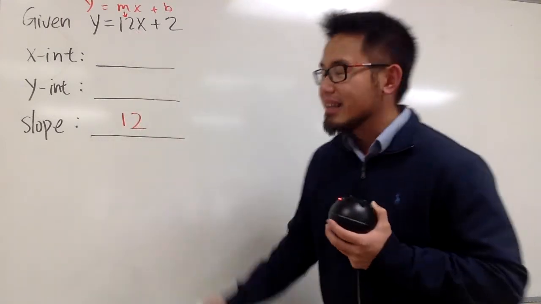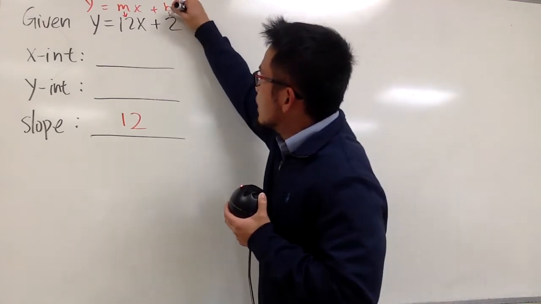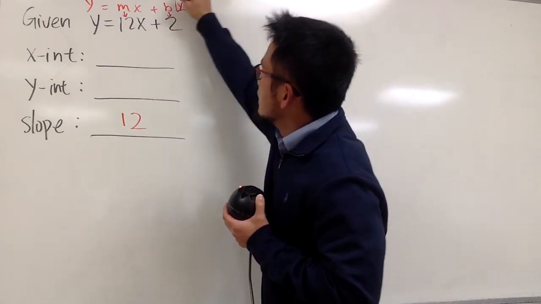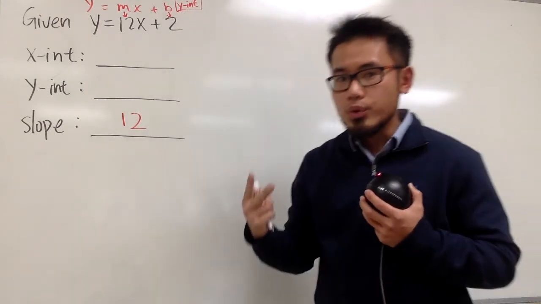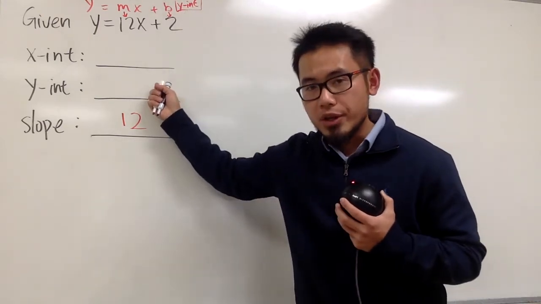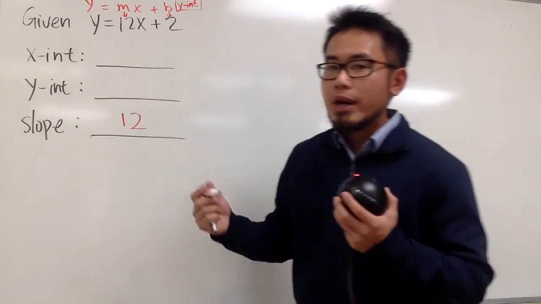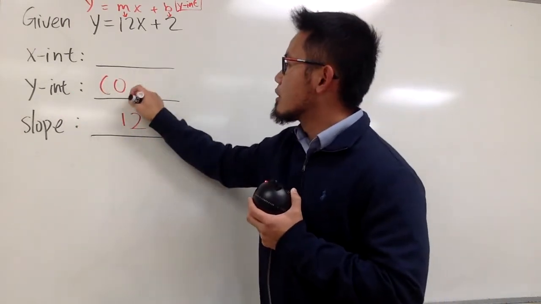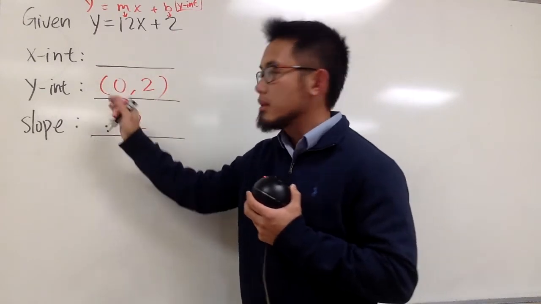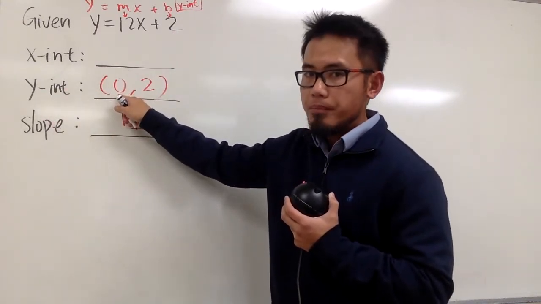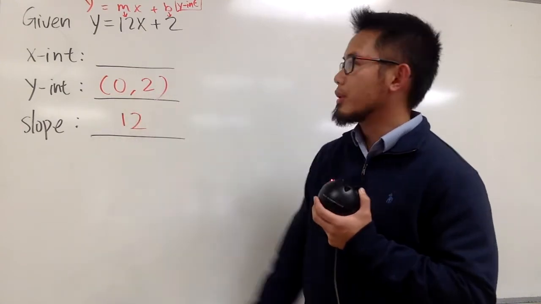And on the other hand, b is the y-intercept. Okay, this is the y-intercept already. And we know it's equal to 2, so that's pretty much this answer right here. However, you have to remember, for the y-intercept, you should write this down as (0, 2), because the y-intercept is a point. That happens when x is equal to 0, and the y value will be 2, okay?